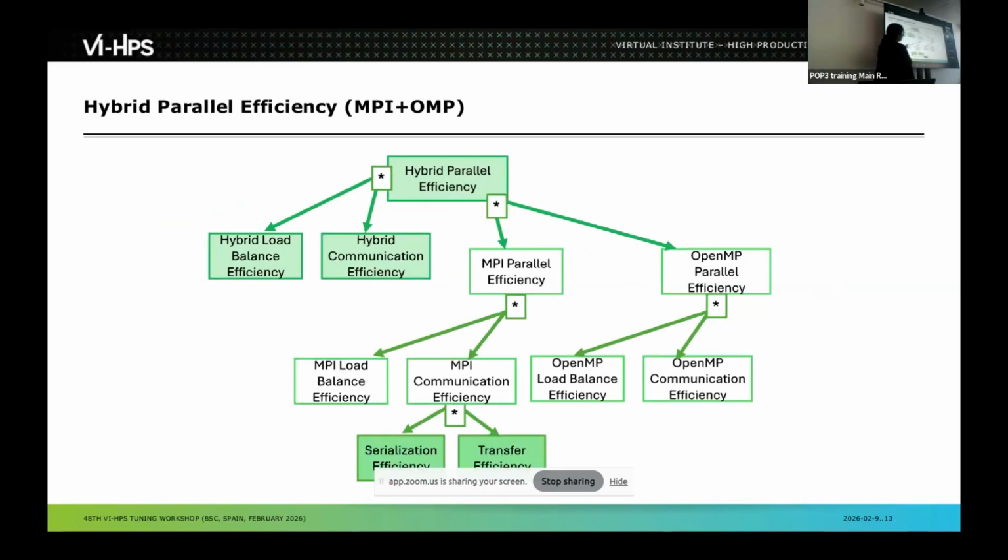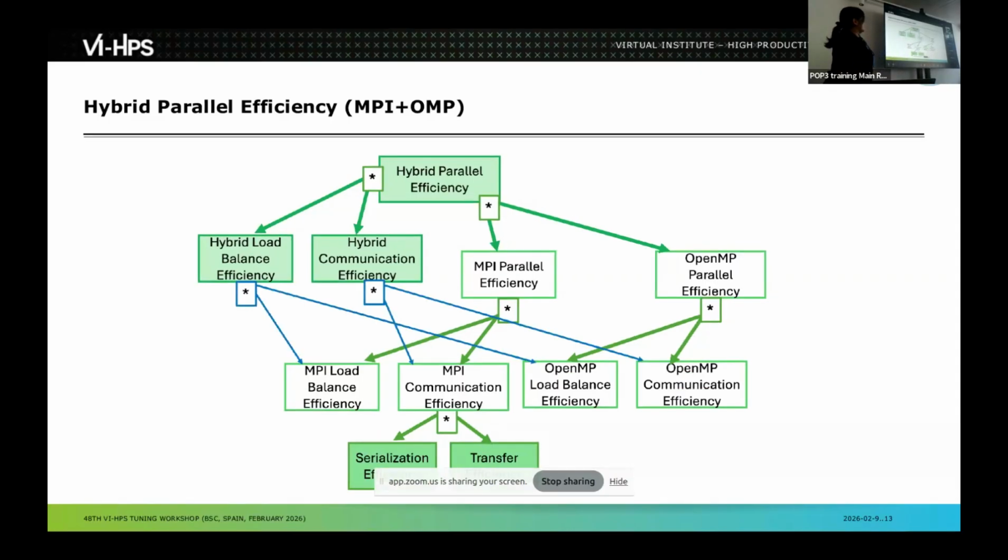This means that my MPI part will have a load balance and communication, and similar to the case of only MPI, we have serialization and transfer. And for OpenMP, we also have the basic metrics, load balance and communication efficiency. It seems a little complicated, but we can express the hybrid load balance as the multiplication of the load balance of the two paradigms that we are analyzing. And it's similar for the communication efficiency. This is the model that we implement in basic analysis to obtain the different metrics.